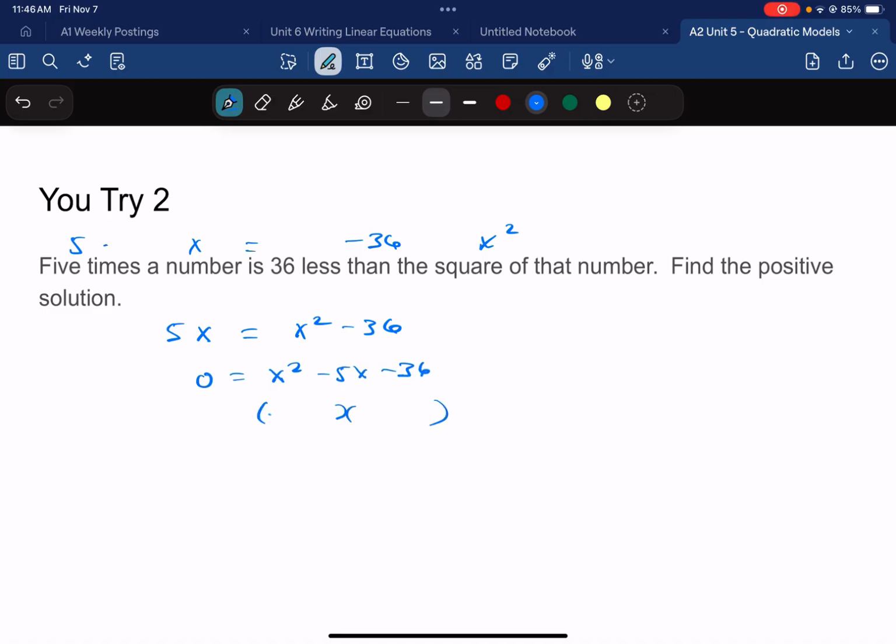I don't know, can we get lucky twice? Yeah, how about 9 and 4? Oh yeah, negative 9 and positive 4. So the positive solution is the 9. And this solution is negative 4. They don't want that one. It says the positive. Okay.